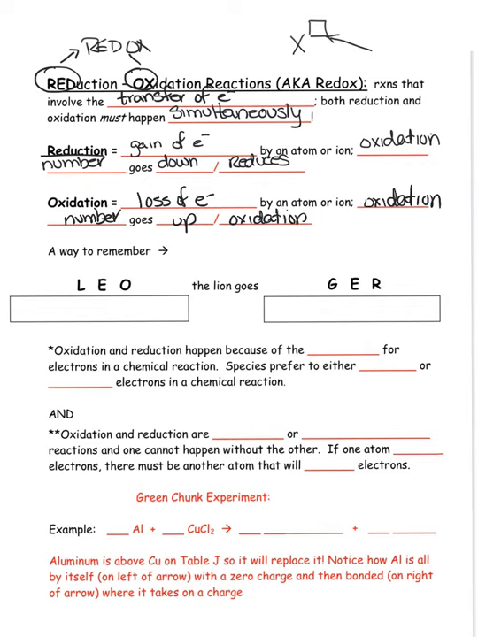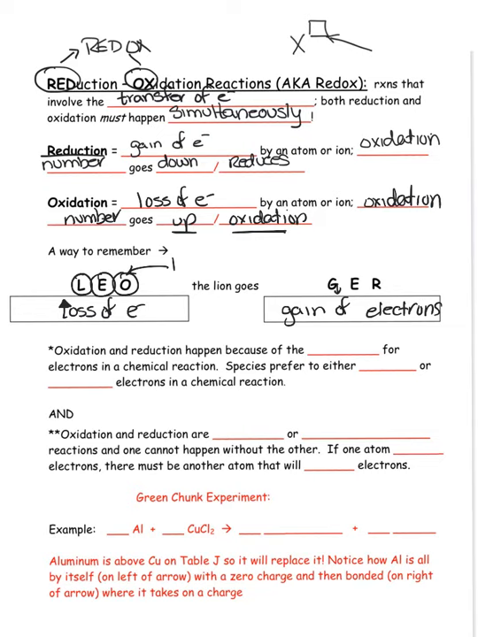Now we have a way of remembering this, okay? LEO, I might have said it in class when we were still together, means loss of electrons. And if it's a loss of electrons, I put the arrow pointing up on the L. That means that the oxidation number is going to go up. And GER, I'm going to put an arrow on the G going down. That means gain of electrons. And if you're gaining electrons, your oxidation number is going to go down.